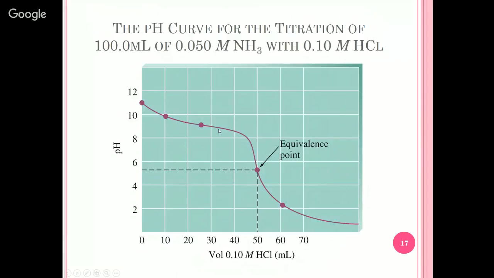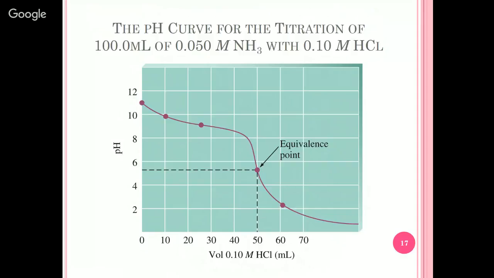So we continue to decrease our pH until we reach the equivalence point. At the equivalence point, what has happened? We have converted all of our ammonia, I believe it's 5 millimoles, into the ammonium ion. So at this point, the only thing in solution that can control the pH is the ammonium ion.